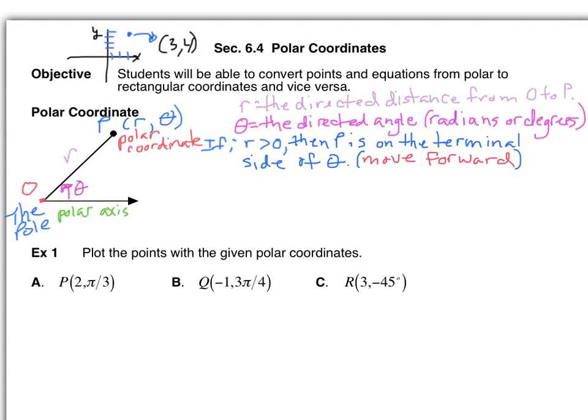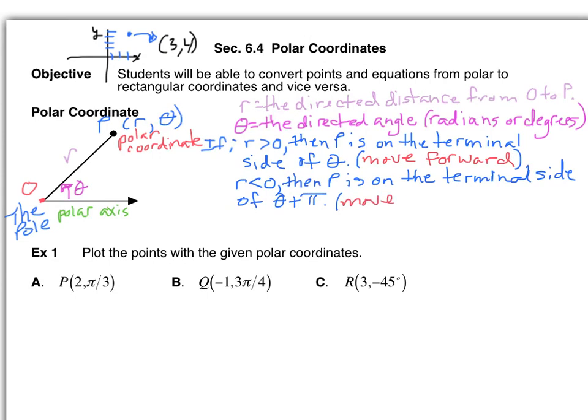However, if r is less than 0, meaning that r is negative, then P, which again is the polar coordinate, is on the terminal side of theta plus pi, and that'll make sense to you momentarily. And in this instance, when r is negative, technically it means that we will be moving backwards.